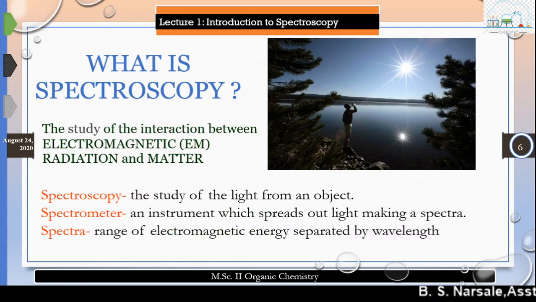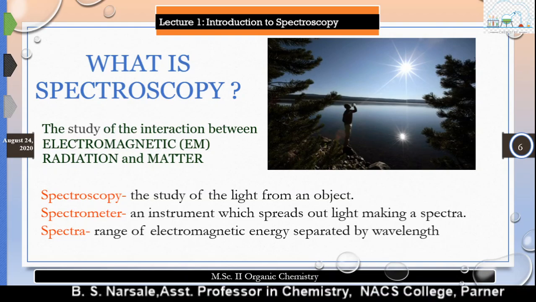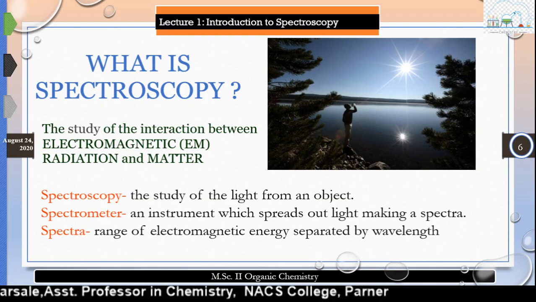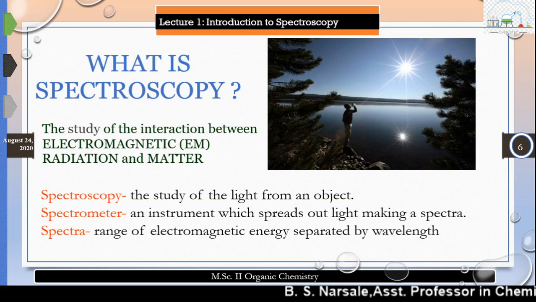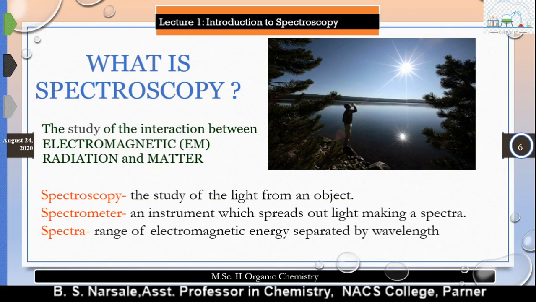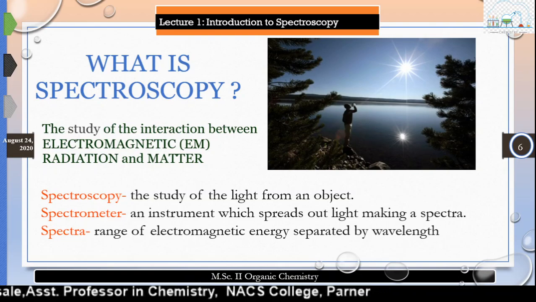In a simple way, we study the light from an object. What did I say? We study the light from an object. And the instrument that records this light, which spreads out to give a spectra, is called a spectrometer.